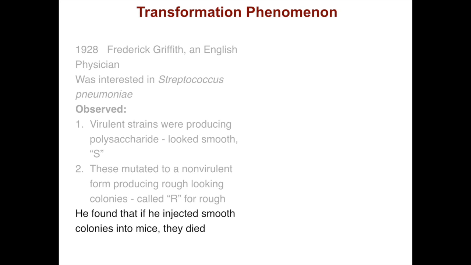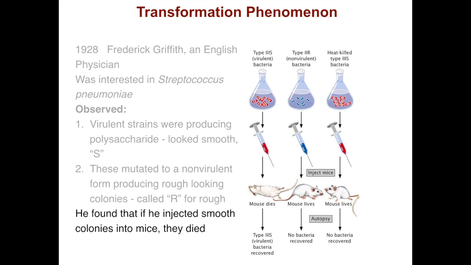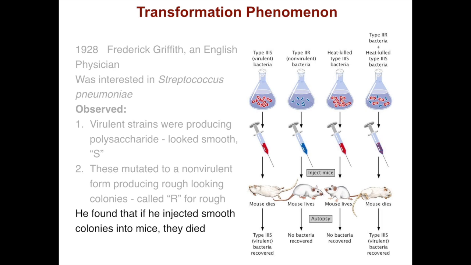He found that if he injected smooth colonies into mice, they died. And here are some of the experiments. So if you take the virulent bacteria, you inject them into mice, they die. And that's the smooth type. If you take the rough bacteria, you inject them into mice, the mouse lives. If you take the heat-killed smooth bacteria, so this is smooth bacteria that you've killed, basically, it's not alive anymore, the mouse lives. But he did another experiment. He added the rough bacteria to the heat-killed smooth bacteria, and he found that the mouse died.